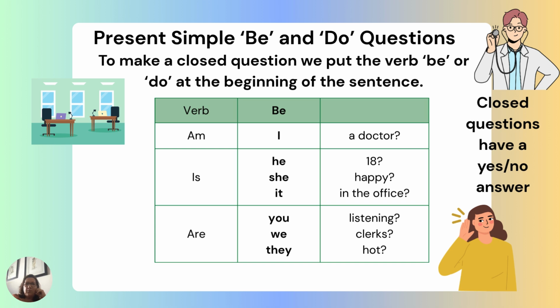So you say, for the verb be, I am a doctor. To make it a question, we put the am in front of the subject. So instead of I am a doctor, for a question, you say, am I a doctor? Is he 18? Is she happy? Is it in the office? And the answer is yes or no. Are you listening? Yes or no. Are we clerks? Are they hot? So you put the verb in front of the subject to make a question.